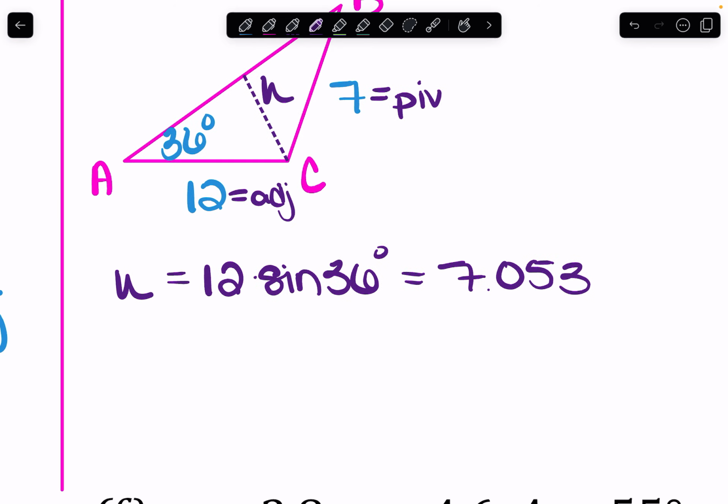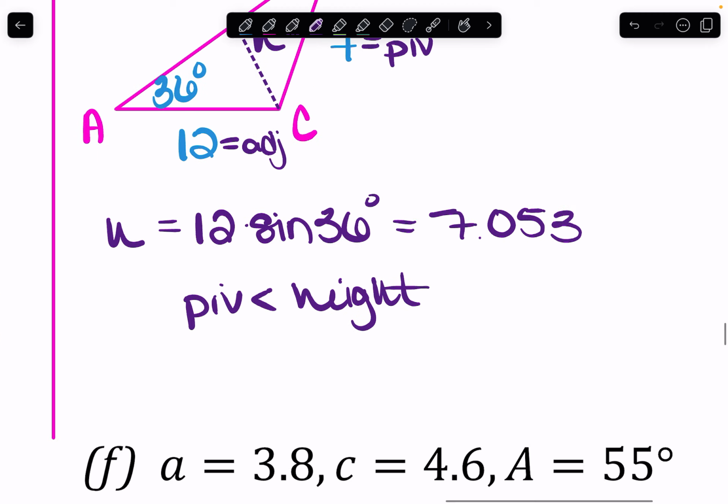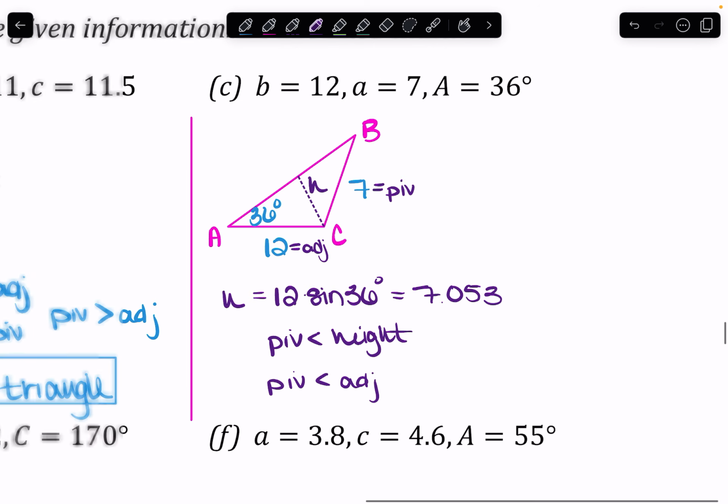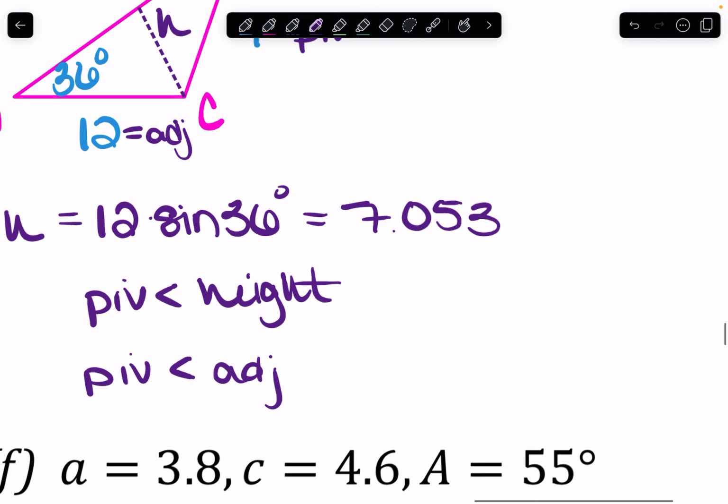All right, so we need to compare our height and our pivot. Our height is bigger, so our pivot is smaller. Our pivot is less than our height, and our pivot is less than the adjacent. When the pivot is smaller than both of those two things, there's no triangle. It's broken. We can't complete the triangle. So there's no triangle here.